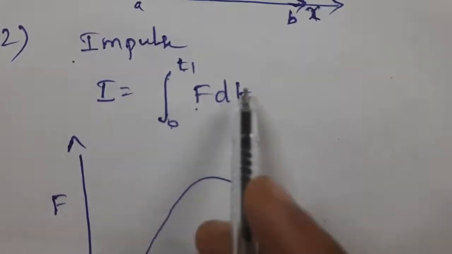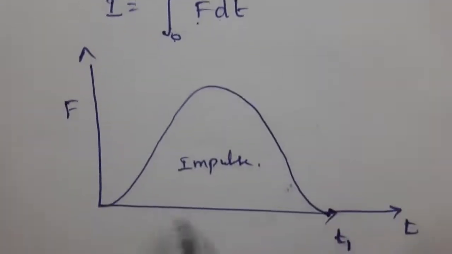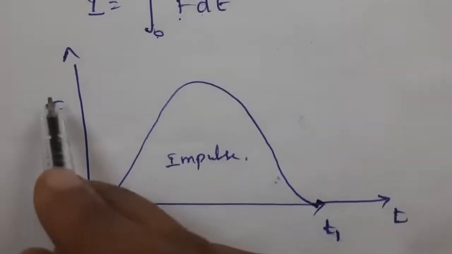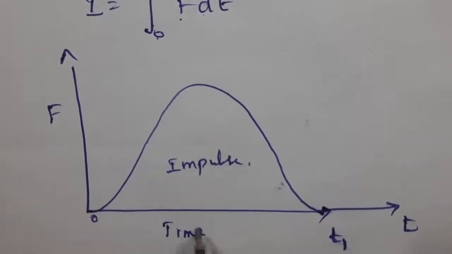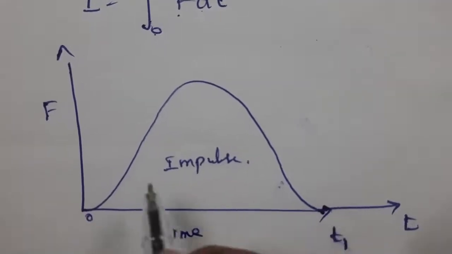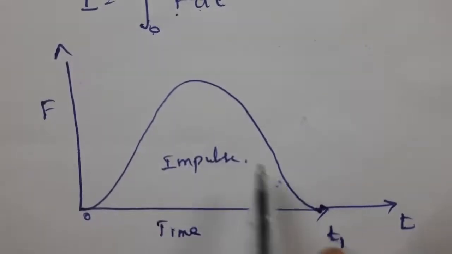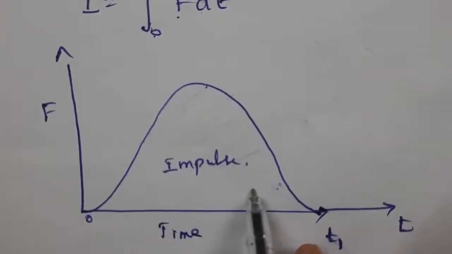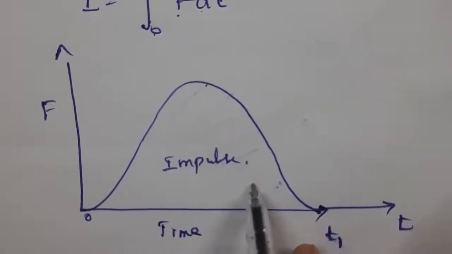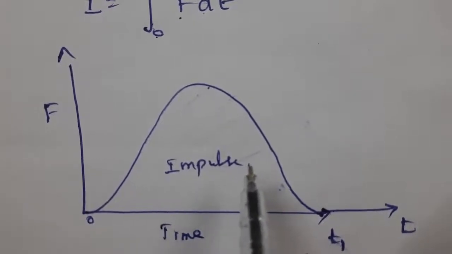F into dt. So in the graph, time is taken along the x-axis, force is taken along the y-axis. Here this is the 0 time. At t1, this is the function. So this area gives the impulse of this graph. Impulse is the area under the function f of t.